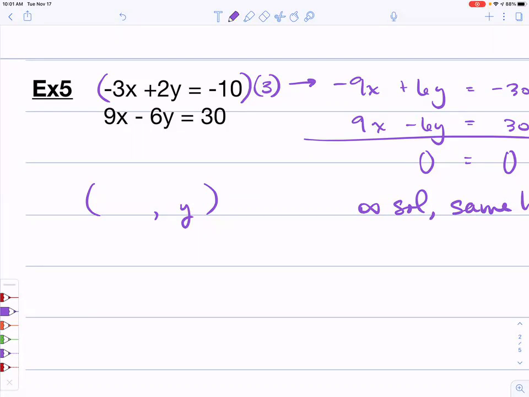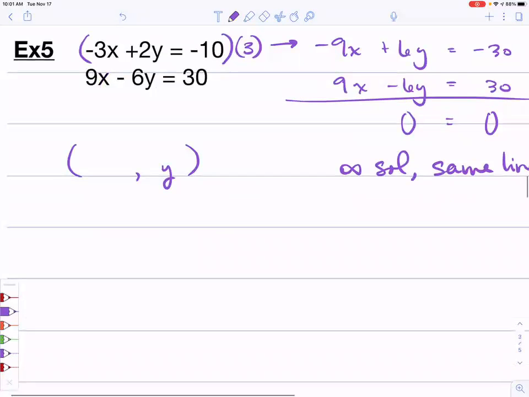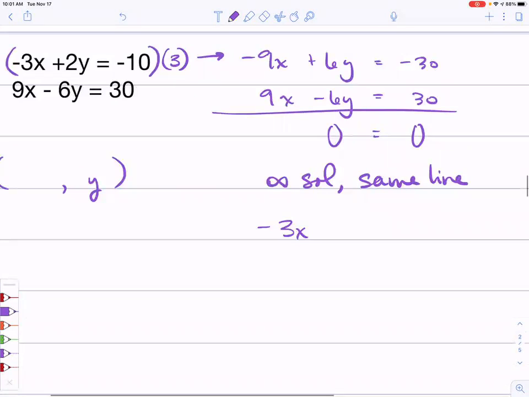Okay, now which equation would you rather solve for x? The first one or the second one? They're the same line, it doesn't matter, right? So we'll pick the first one. The numbers are a little bit smaller, okay? So let's pick the first one. So we'll come over here, we've got negative 3x plus 2y equals negative 10. So if I'm getting x alone, what will I do to get x alone?